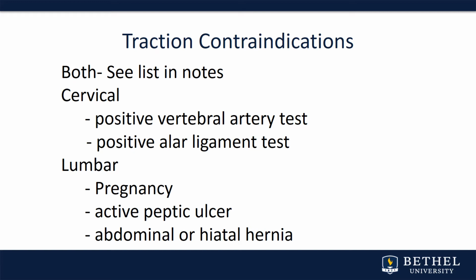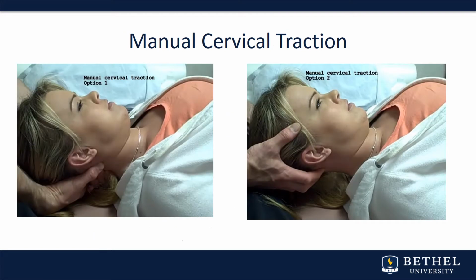If there's anything on the list for both contraindications, as well as then add on if they're pregnant, because there's a significant increase in ligament laxity throughout the body during pregnancy, so it's contraindicated to use traction. I probably would use, maybe I could use some mild traction, but I certainly wouldn't use mechanical. If they have a peptic ulcer or abdominal and hiatal hernia, wouldn't use traction.